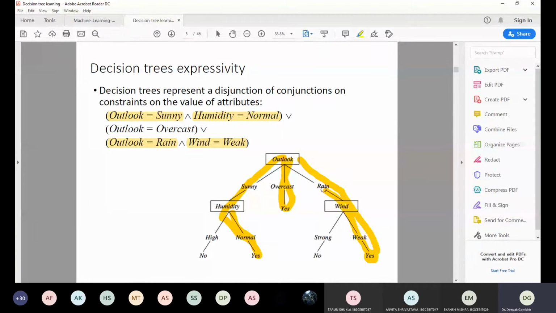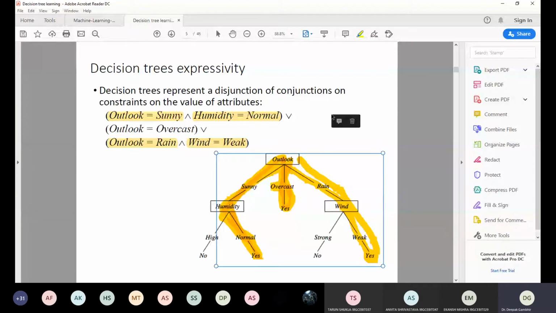then it is also yes. So for each yes, it is providing a disjunction also. So this is providing conjunction as well as disjunction. So a decision tree is expressing disjunction as well as conjunction.